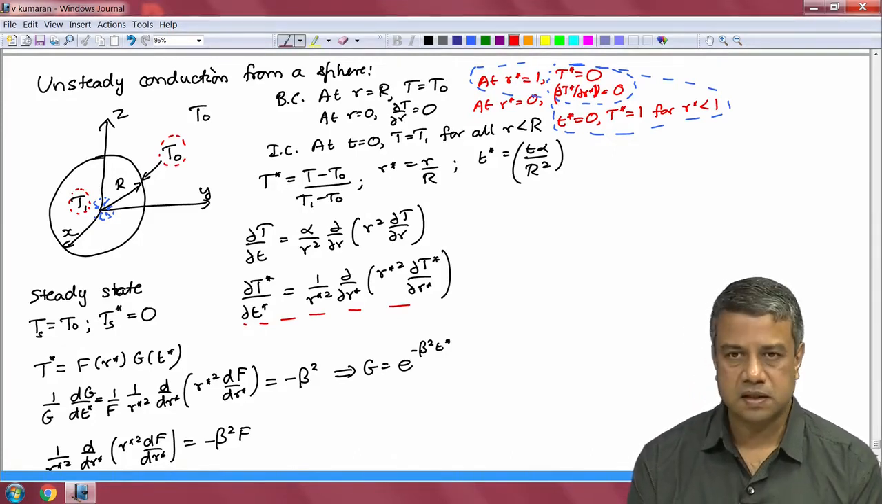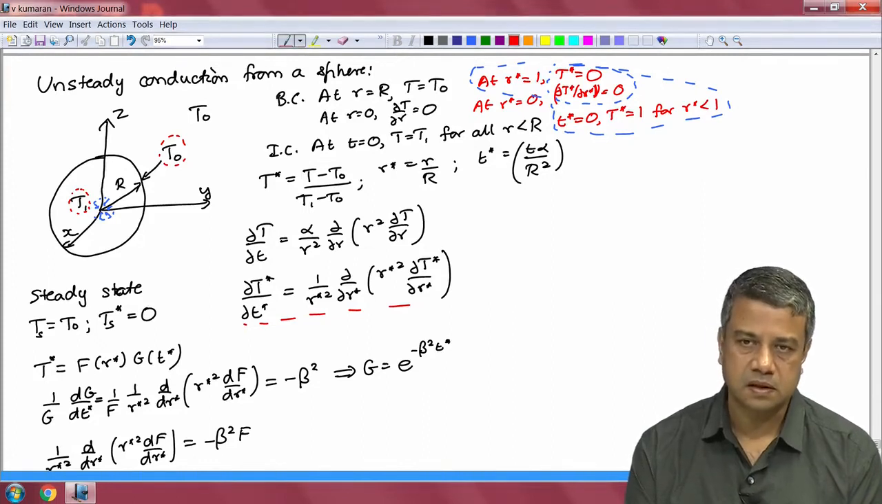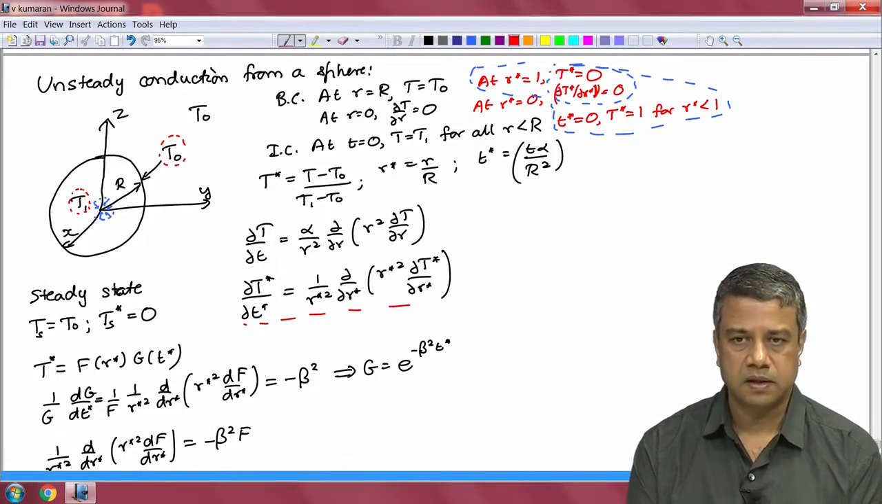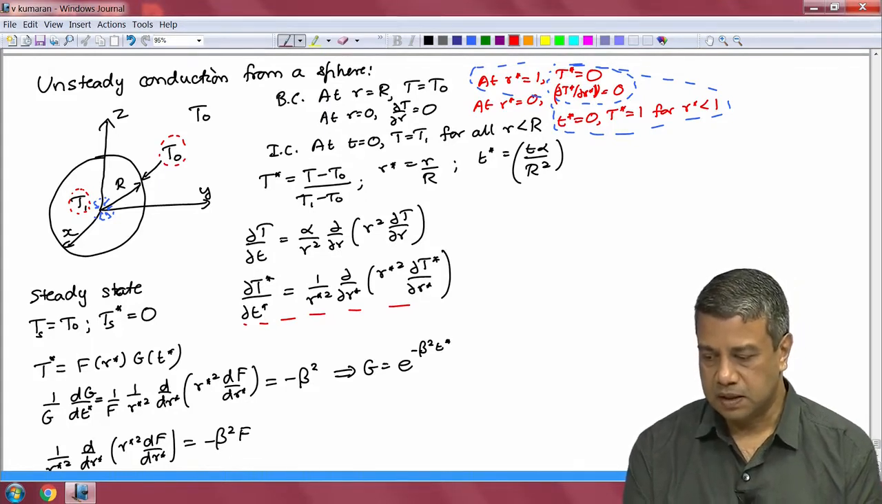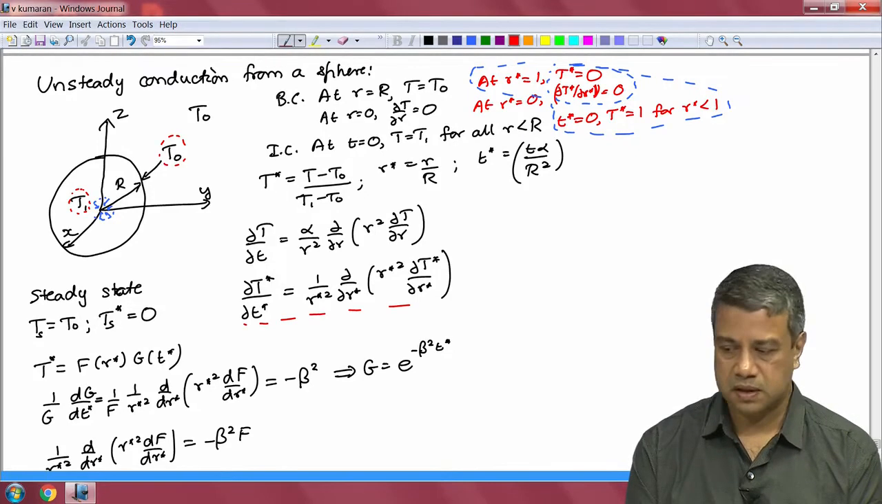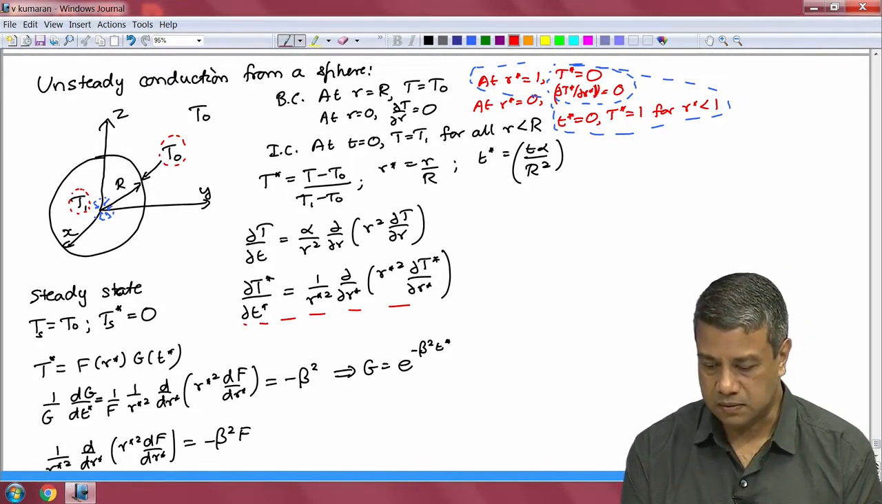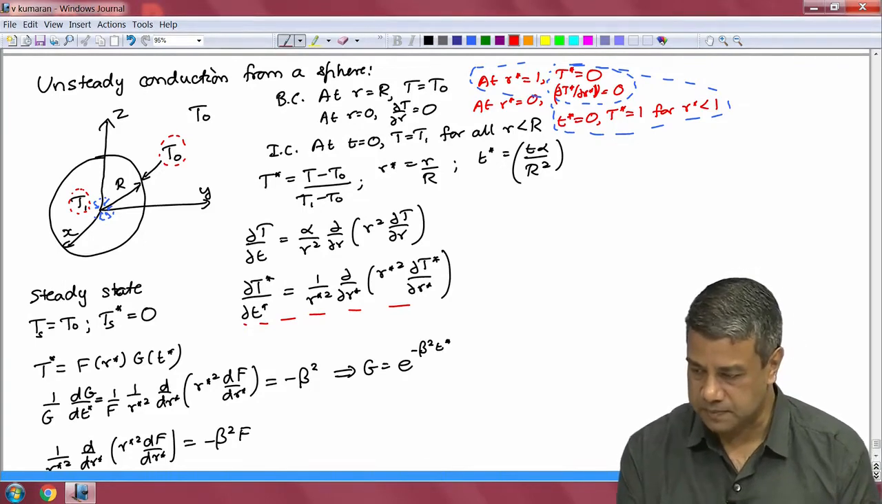So, the boundary conditions are that at the surface T is equal to T0 because it is in contact with the fluid, and we had assumed there is no heat transfer resistance in the fluid. At initial time T is equal to T1 throughout, and we wanted to find out how the temperature evolves with time as time progresses.